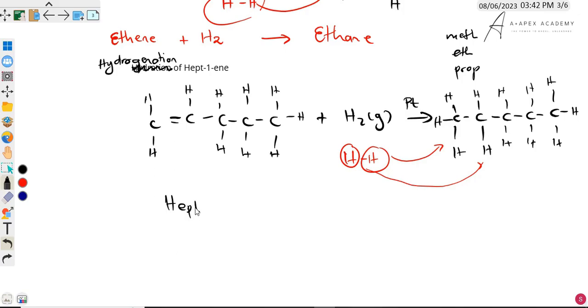We took heptane or hept-1-ene. Remember, the 1 represents the position of the double bond. We hydrogenate this one, adding H2. What did we end up with? Unsaturated to saturated. So we ended up with a heptane, which is now an alkane. From alkene to alkane. That's how hydrogenation works. Right, let us move on.